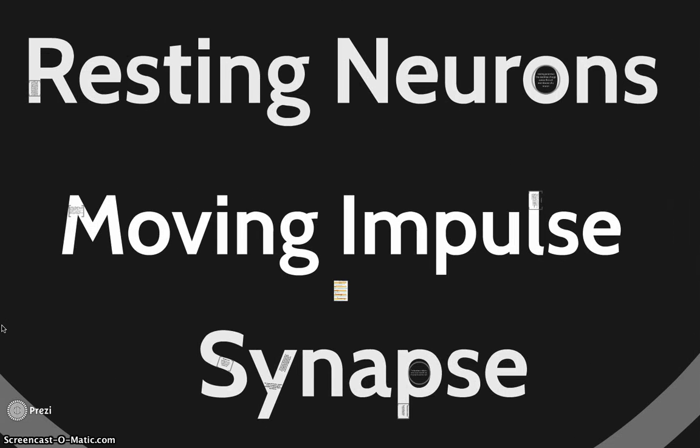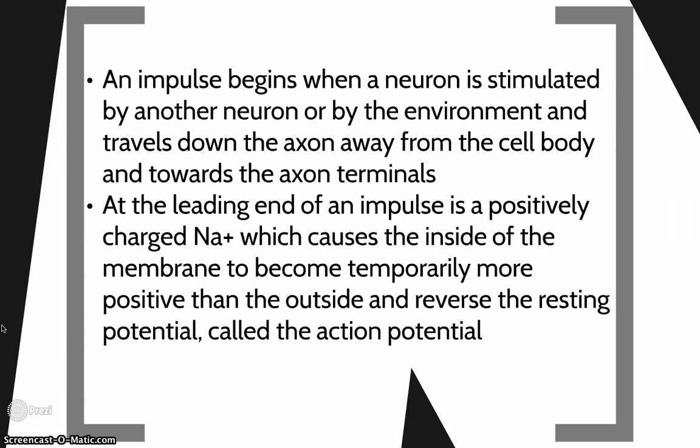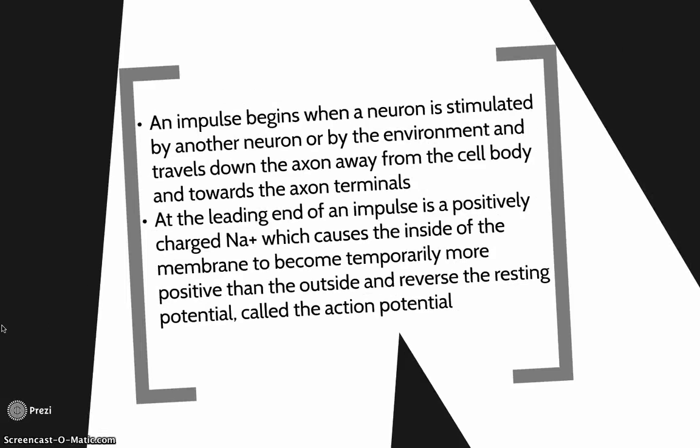The nerve impulse starts with a moving impulse. An impulse begins when a neuron is stimulated by another neuron or by the environment and travels down the axon away from the cell body and towards the axon terminals. At the leading end of an impulse is a positively charged Na, which causes the inside of the membrane to become temporarily more positive than the outside and reverse the resting potential, called the action potential.